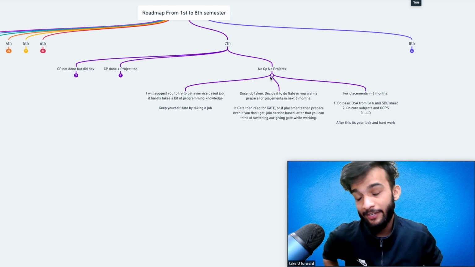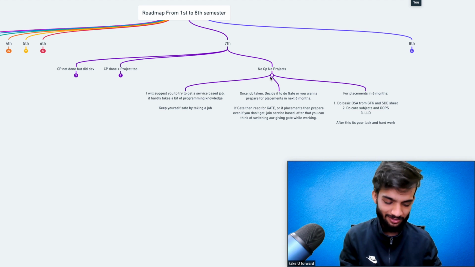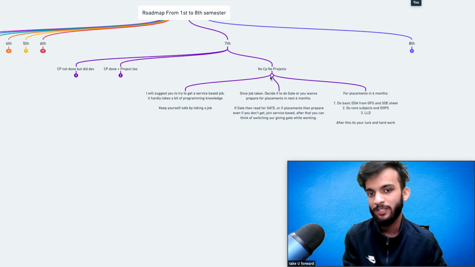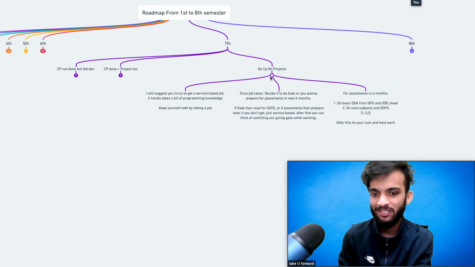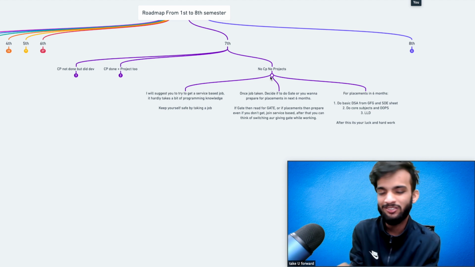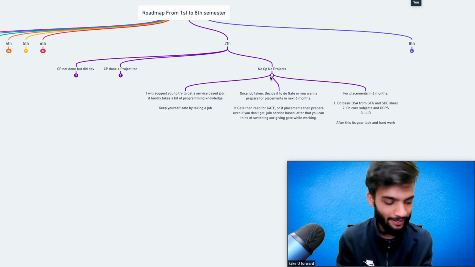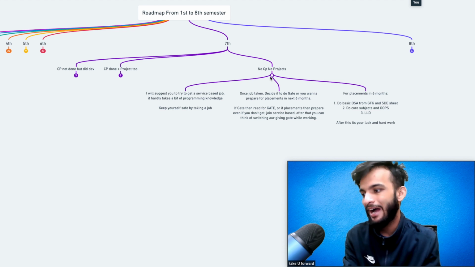Now comes the point where you have not done anything. No CP, no projects. So I will suggest you just read in such a way that you get a service-based job. It's not that tough. Aptitude and all, if you read, you will get a job at TCS or something like that. They have their exams as NQT, or you'll get a job at Capgemini or CTS, or Infosys. After that, you're secure, right?